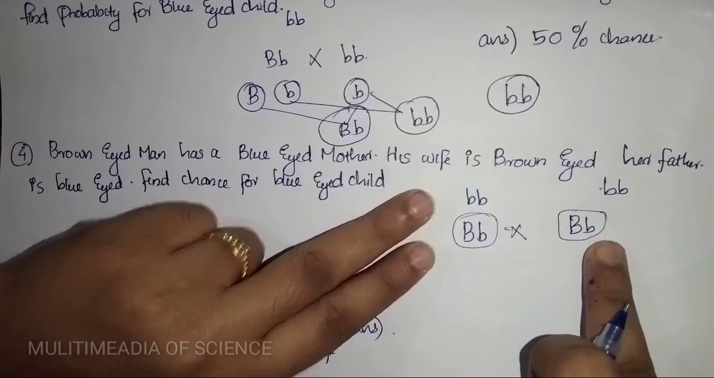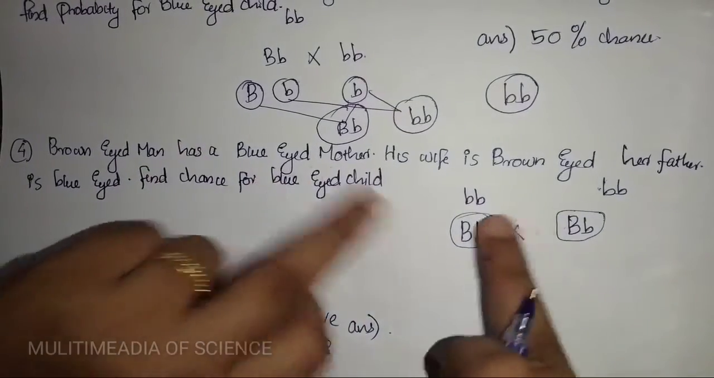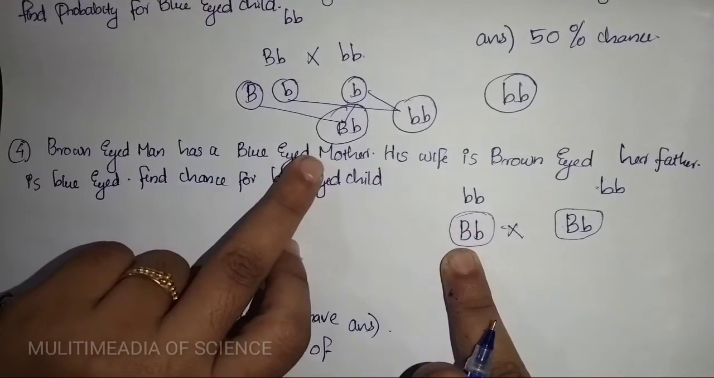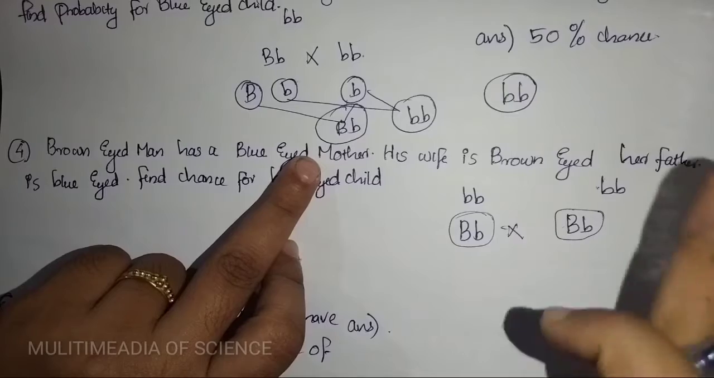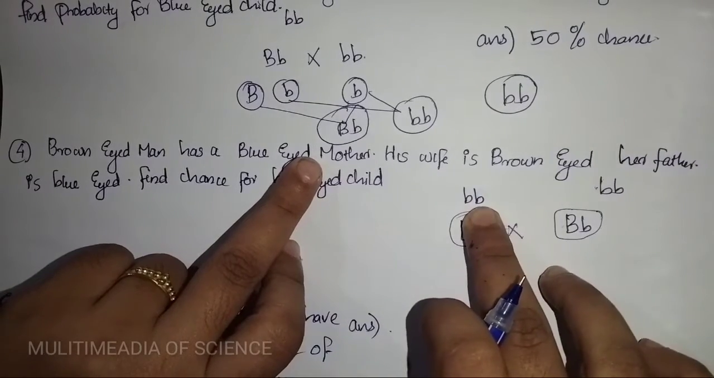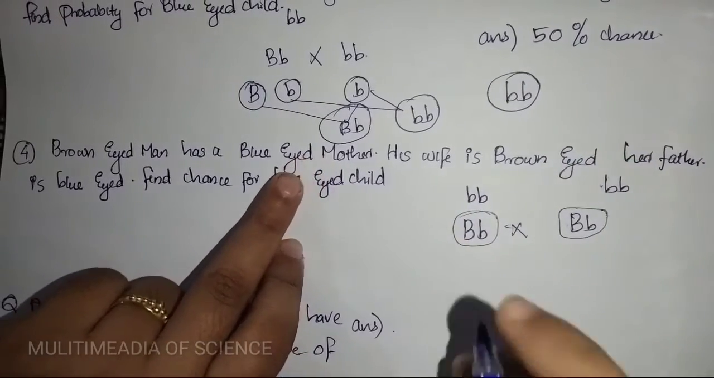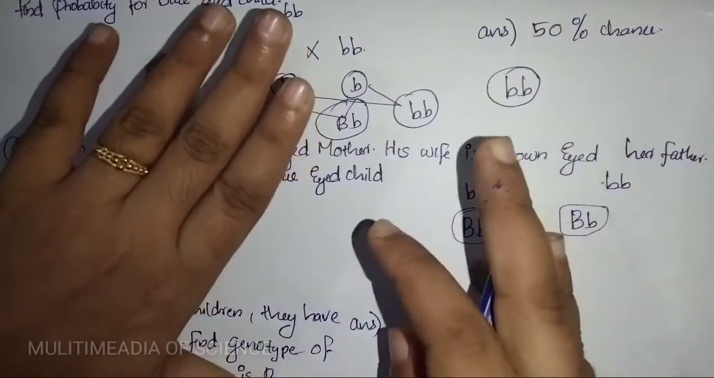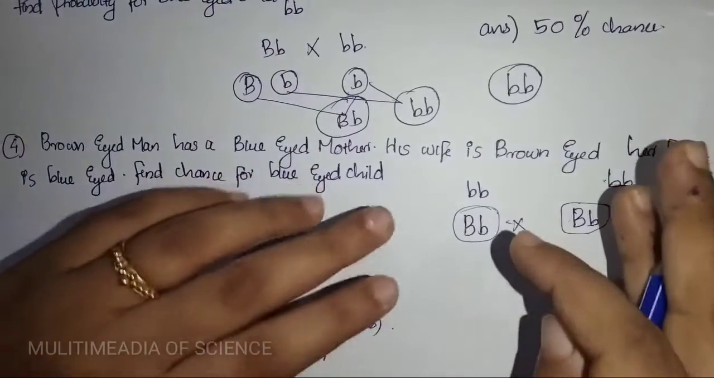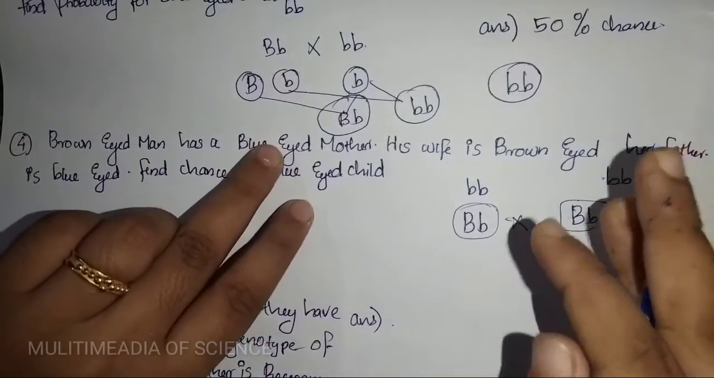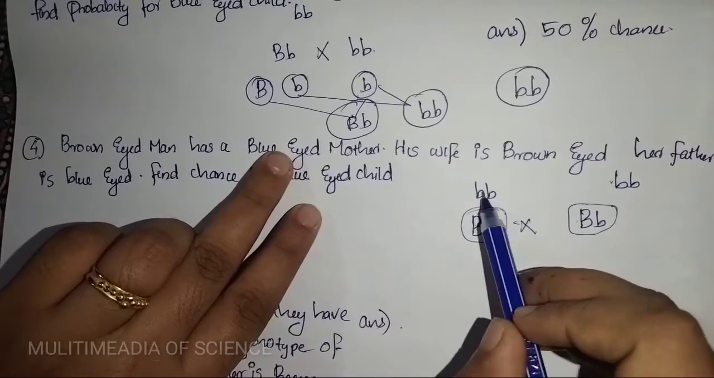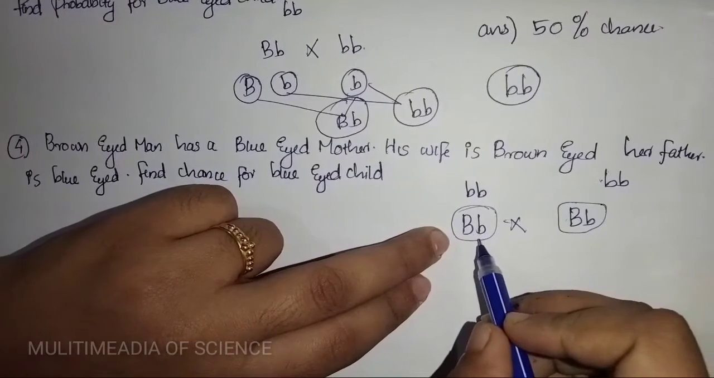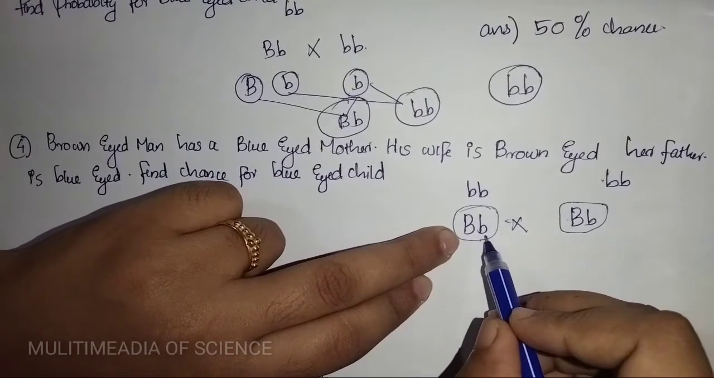How does this happen? Here they are telling about their mother. So the first parent's mother is blue-eyed, and blue-eyed is only small b, small b. If it is brown-eyed, there are two chances: one is capital B, capital B, another is capital B, small b. If they are telling about only the blue child, then there is only one possibility, small b, small b. Okay, clear. So the parent's gamete is what? Capital B and small b.